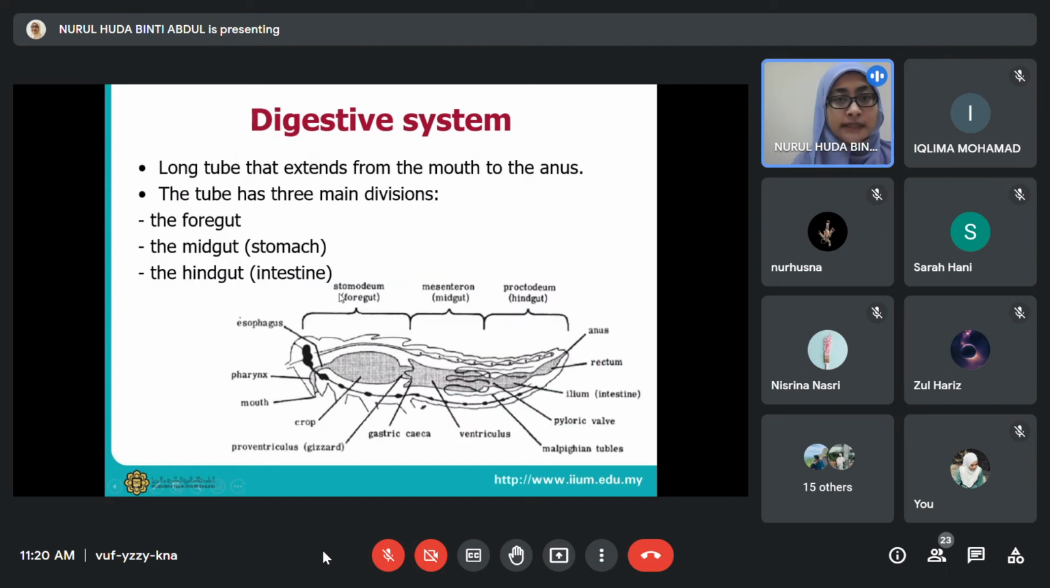Okay, and then they have a digestive system, sistem pengharaman. It's a long tube that extend from mouth to the anus, maksudnya dari mulut ke anus untuk tempat buangan. And the tube we can separate into 3 different part or main division, which is foregut, midgut and hindgut. So foregut is the area where insects have the main part in foregut is actually crops, where tempat dia simpan makanan sebelum diproses. Okay, and then the second part is actually a midgut, which is contain a stomach.